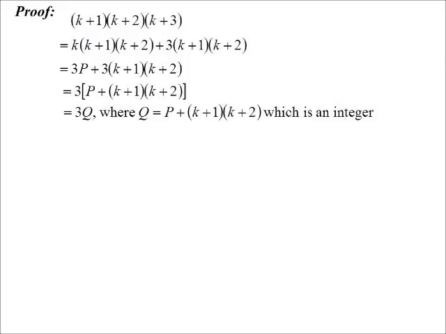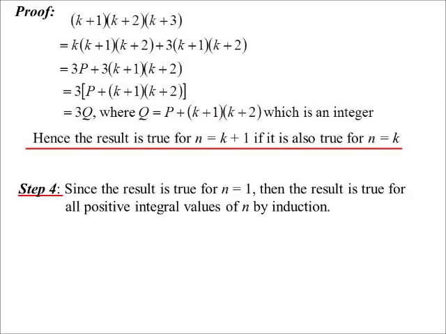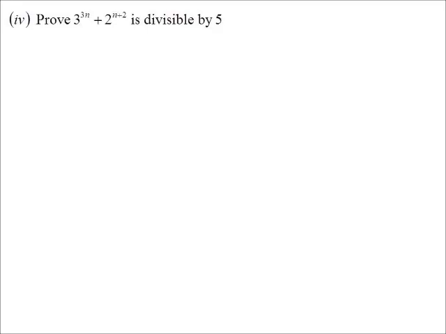So, it's proven. I've been able to write it as 3 times some whole number, some integer. So the result is true if true for k, and then we go and induce our solution. We proved it was true for the first case, so it must be true for all the other cases by induction. A little bit different this time. I'm not getting consecutive numbers or things like that. It's just 3 to the power of 3n plus 2 to the power of n plus 2 will always end up with a number that's divisible by 5. That's what we're trying to prove here.